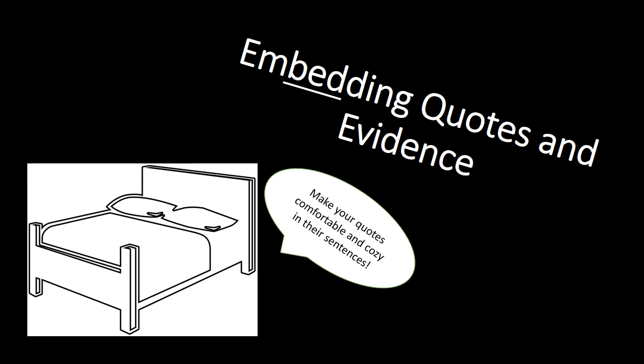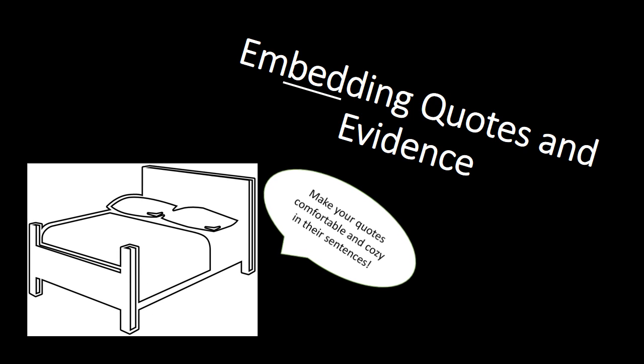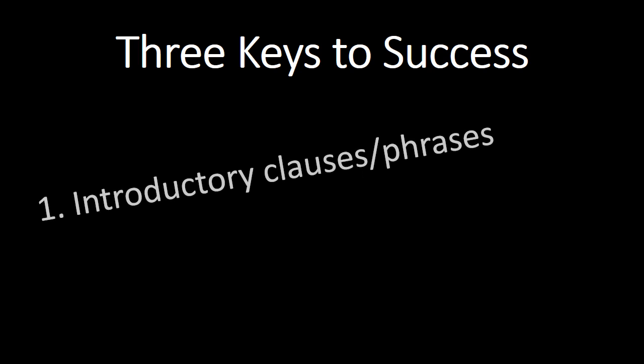When writing a formal paper using quotes, which are also sometimes called text evidence, text details, or direct quotes, you need to embed them in sentences. This means that the quotes are introduced or followed up by your own ideas. There are three keys to success for embedding your quotes.